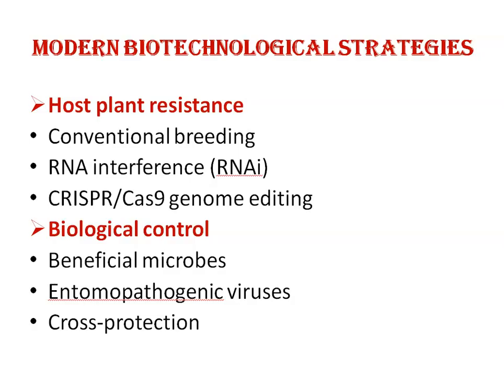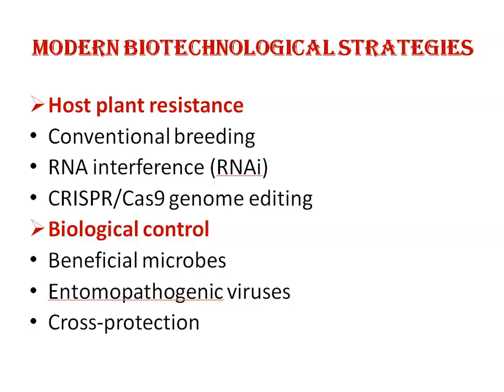And in CRISPR or Cas9 genome editing, this is advanced gene editing technology and allows for precise modification of a plant's genome. It can be used to target and inactivate viral genomes or to mutate host genes that viruses rely on, thereby conferring resistance. Next, biological controls.